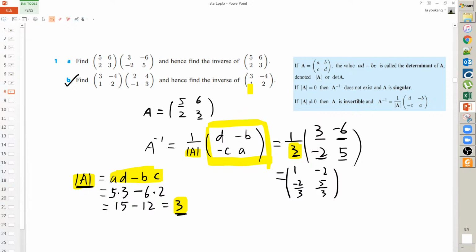Yeah, so try part B, which is find the inverse. So you don't do this part first, okay? Just do the inverse of this first. Okay?